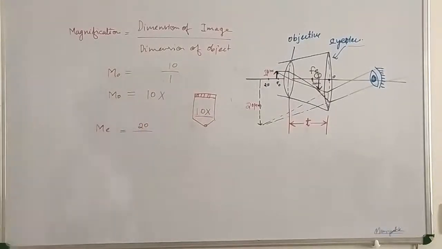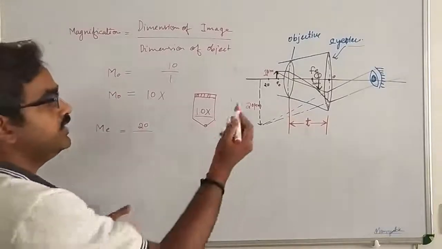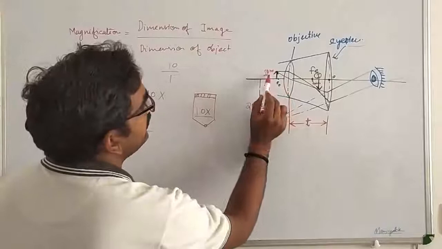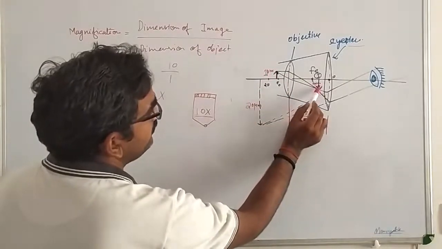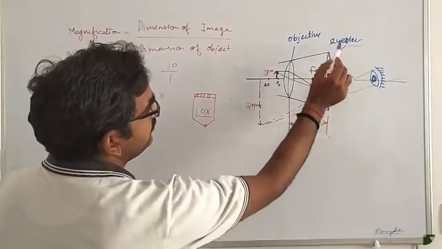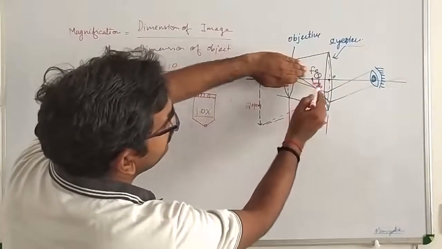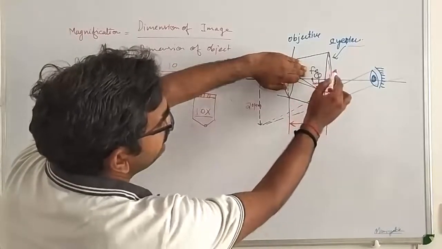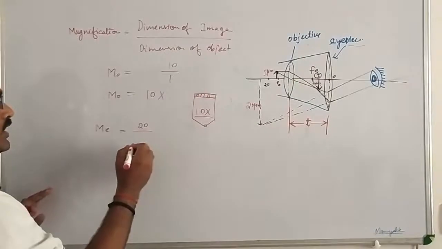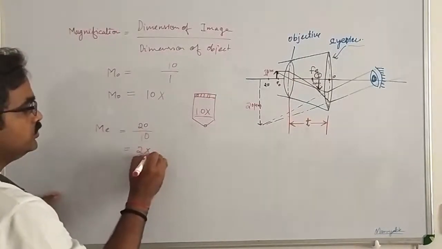No, how can it be 1 micrometer? See here, once this image is formed, this image acts as the object for the eyepiece. So forget about this, we will talk about this only. This image acts as the object for the eyepiece. So here it is 20 by 10, that is 2x.